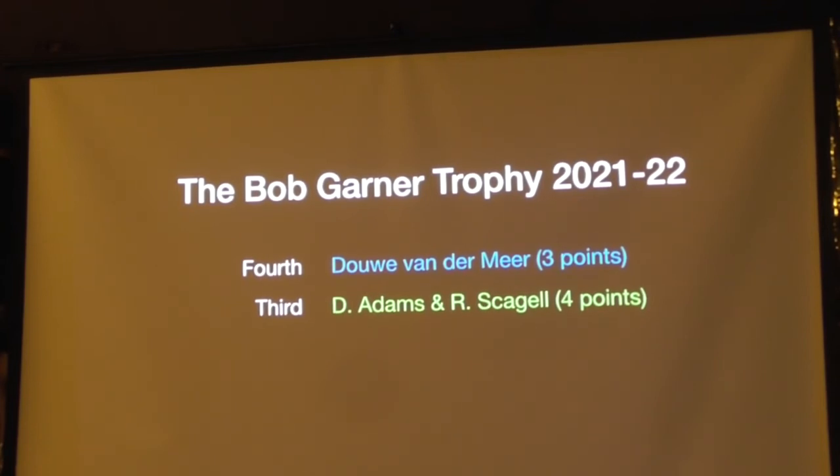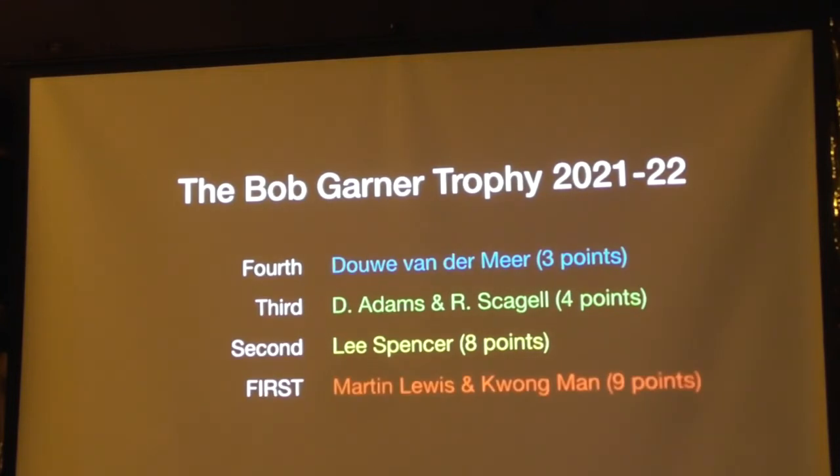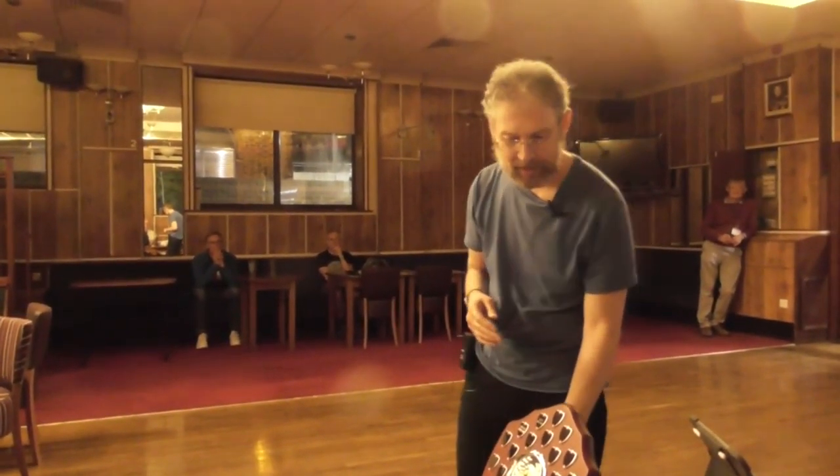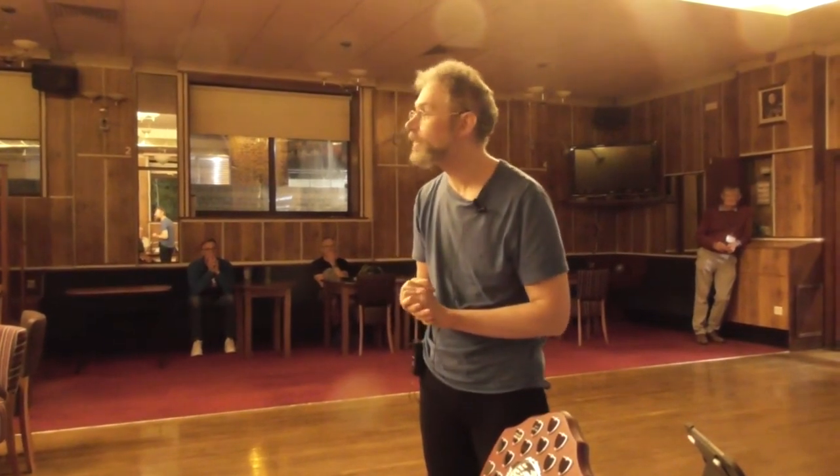So we had Douglas Adams in the third place. Second place, Lee Spencer had quite a lot of points, 8 points, but joint first, Martin Lewis and Kwong Man with 9 points. However, Martin Lewis won it last year, so I've invented a new rule, which is that we award it to a new person, if possible. So it gives me great pleasure to award the Bob Garner Observing Trophy to Kwong Man. Is Kwong Man here? Come up and receive your prize.